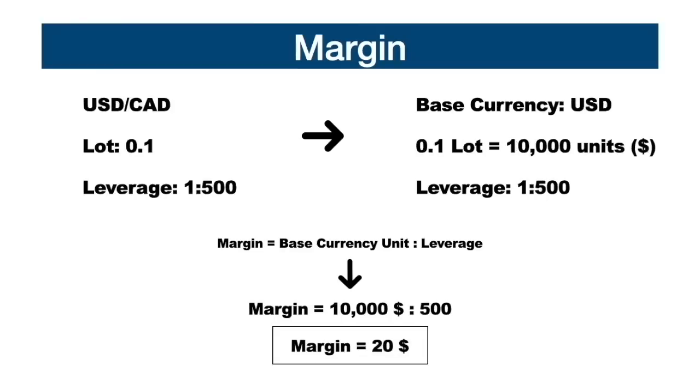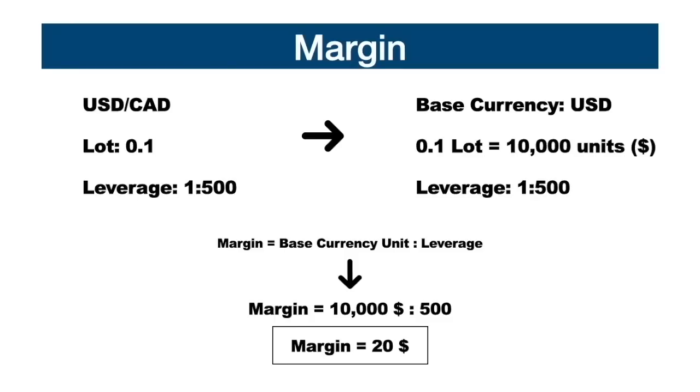Let's now calculate the margin for a short position of 0.1 lot on US dollar Canadian dollar, having a leverage of 1 to 500. The base currency is the US dollar. The unit is 0.1 lot. 0.1 lot is equal to 10,000 units. This means that the base currency unit is $10,000. The leverage in this case is 500. So $10,000 divided by 500 equals 20. This means that you are required to have $20 in order to open a 0.1 lot on US dollar Canadian dollar using a leverage of 1 to 500.